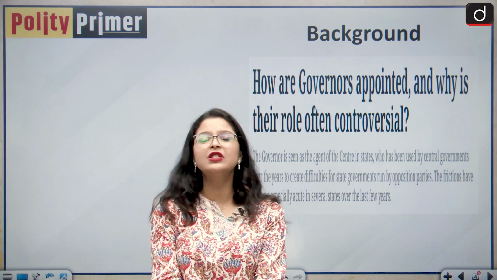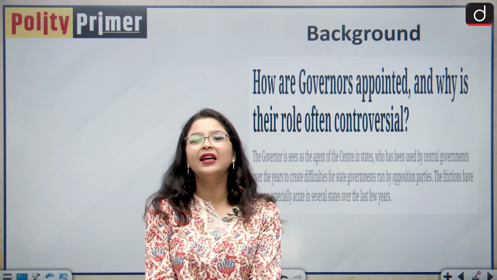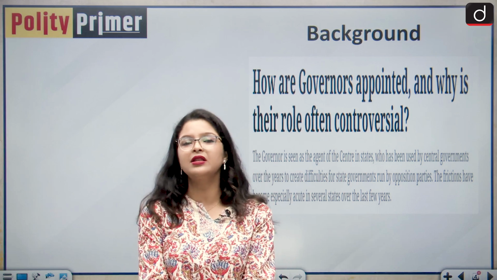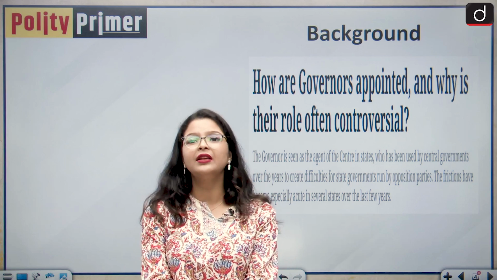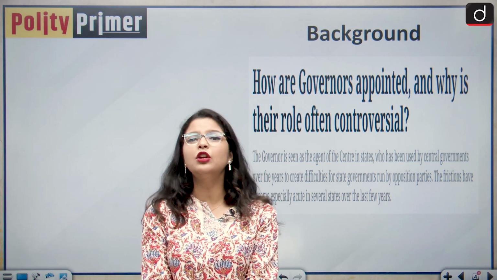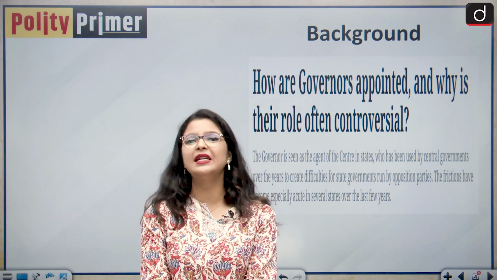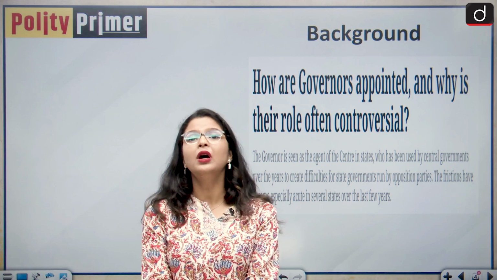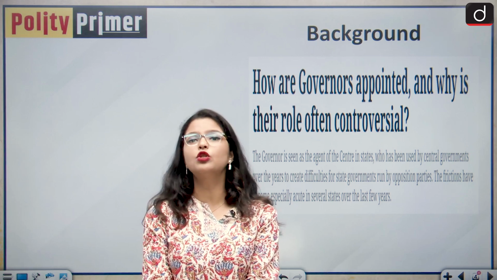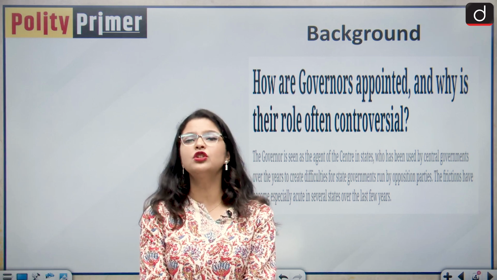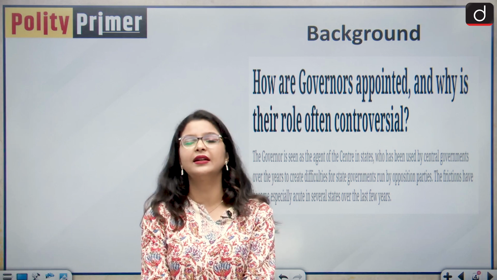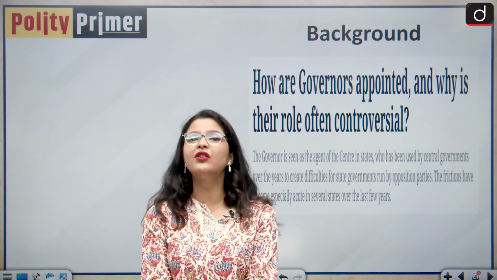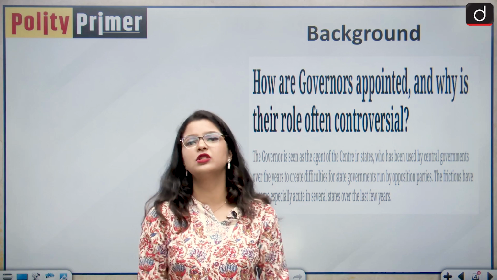As I was discussing before also, there are innumerable instances of tussle between the governor and the government, and recently the governor of Punjab has warned the chief minister that if he will not answer all of his questions, he is going to write a report to President Draupadi Murmu about imposition of Article 356 in the state. Now let us understand how governors are appointed in our Indian Constitution.